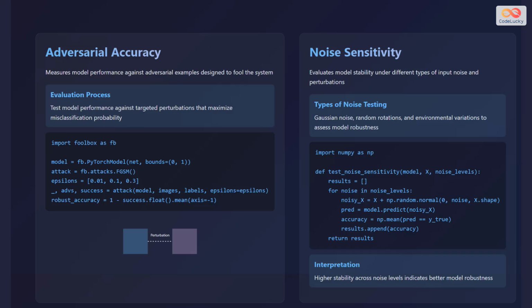Here is an example: import numpy as np. A function named test_noise_sensitivity takes the model, x, and noise levels. For each noise level, add normal noise with zero mean and the noise level to the input x. Generate the predictions for the noisy inputs. Calculate the accuracy by comparing the predictions with the ground truth and taking the mean. Add this accuracy value to the results list and return the results. Higher stability across noise levels indicates better model robustness.